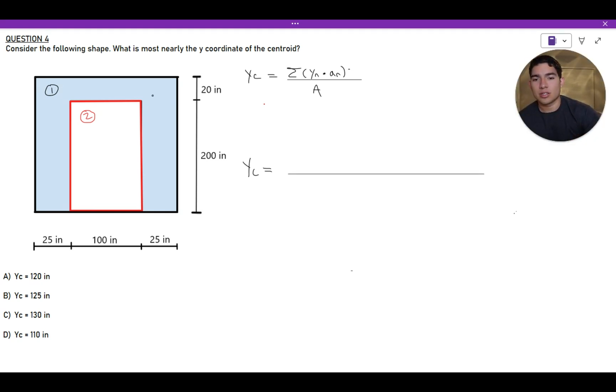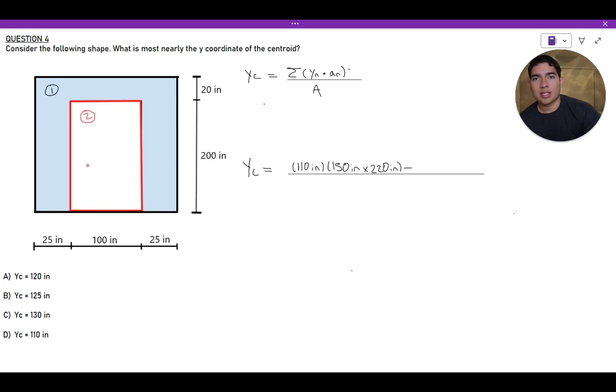So let's start off by finding the y coordinate for our first component, which is this rectangle with a black border. The height is 220 inches. So that means that the y coordinate for that centroid is going to be 110 inches. And then we're going to multiply that by the area, which is 150 inches times 220 inches.